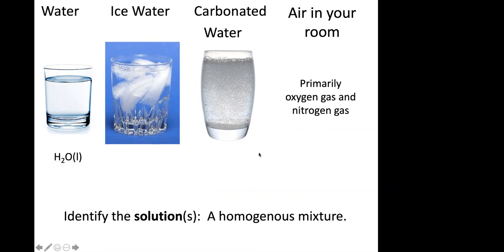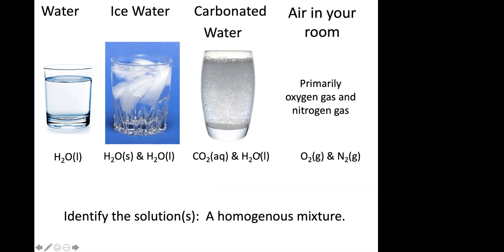Let me add some more information for us. If I were to chemically describe ice water, I would say I have H2O as a solid and H2O as a liquid. If I were to describe carbonated water, I would say it's the water, H2O liquid, and it would be carbonated gas dissolved in it. That's what this aq symbol means: carbon dioxide dissolved in the water. Nitrogen gas and oxygen gas, the formulas for those: O2 is oxygen gas, N2 is nitrogen gas.